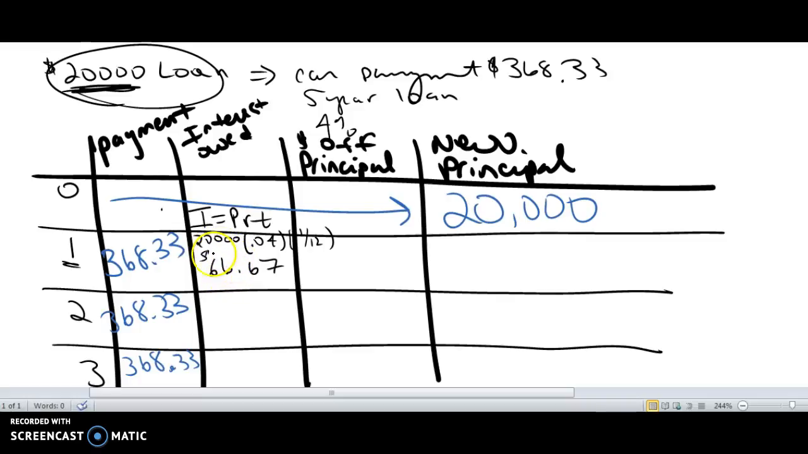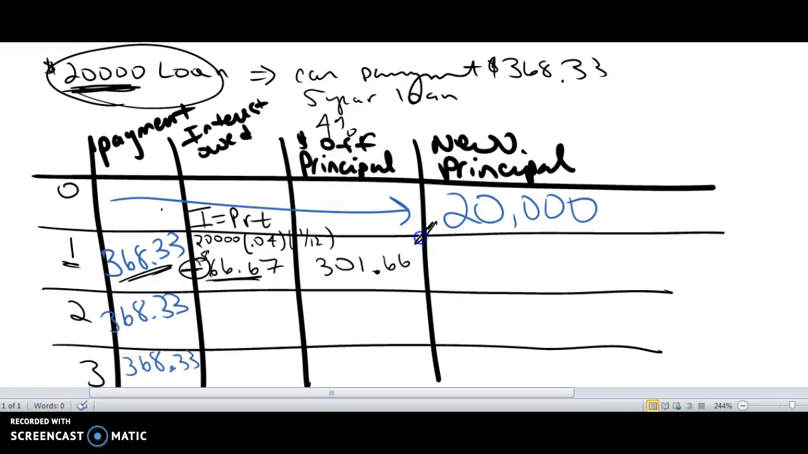Now, that's the interest that you owe the bank on the full amount. To get the amount off principal, you subtract those two numbers, because the payment is how much you owe the bank for borrowing 20,000. Subtract, and whatever's left over is what you get off your payment. So if you subtract those, you get $301.67. That's the amount that's going to come off your principal. And notice how we spell principal, A-L, not L-E.